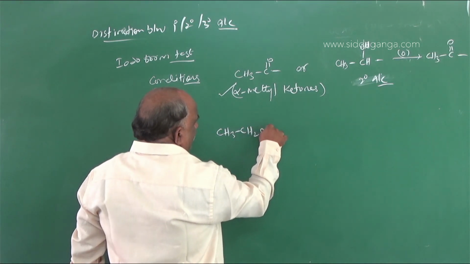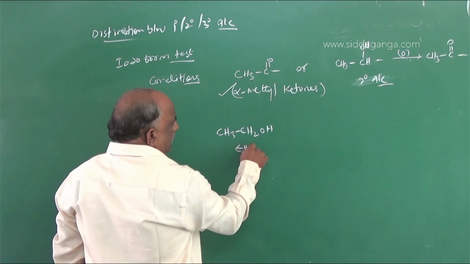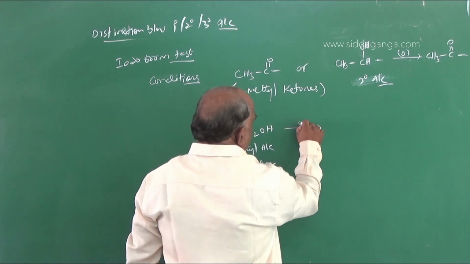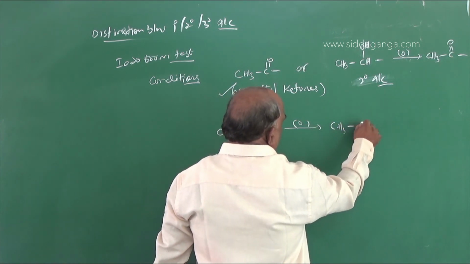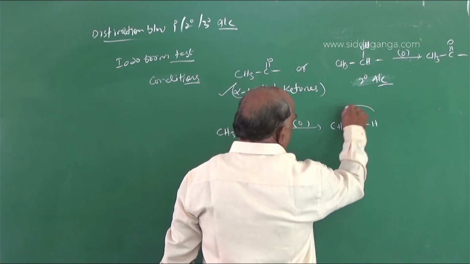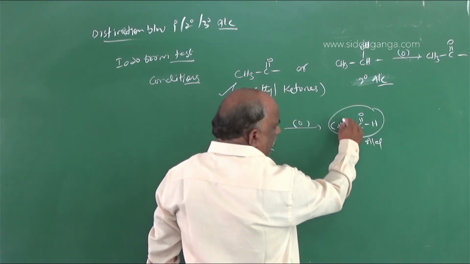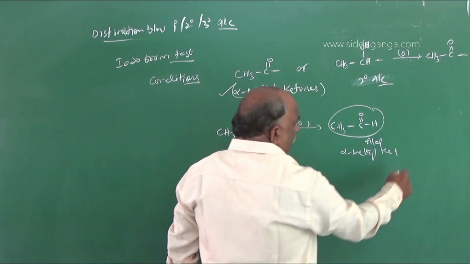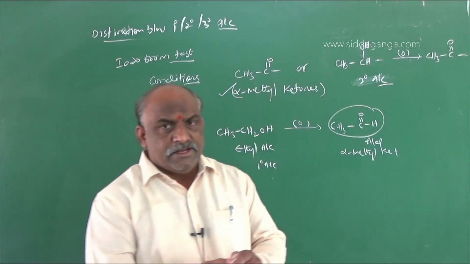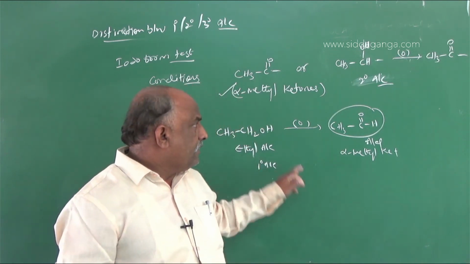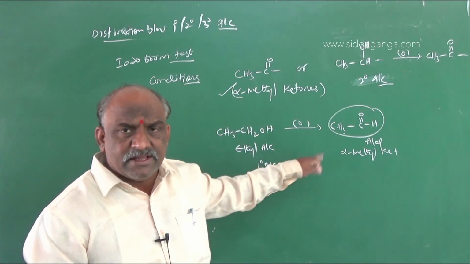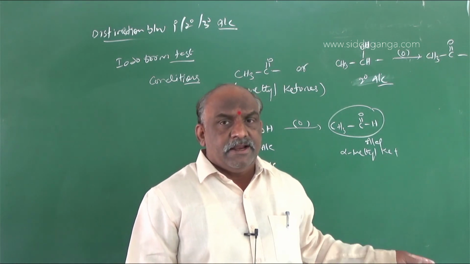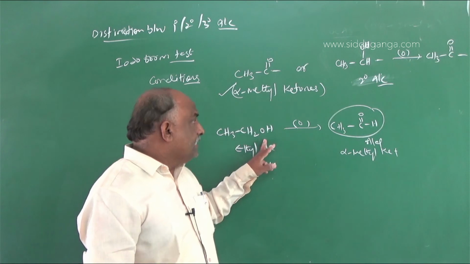CH3CH2OH is called ethyl alcohol. Ethyl alcohol is an example of primary alcohol. Primary alcohol oxidation, what will we get? CH3 single bond C double bond OH. This is aldehyde. Oxidation of alcohol gives rise to aldehyde, so it is also an example of alpha methyl ketone. So remember, acetaldehyde positive with iodoform. Ethyl alcohol positive with iodoform. These two are the exceptions. So keep these 2 points in your mind.